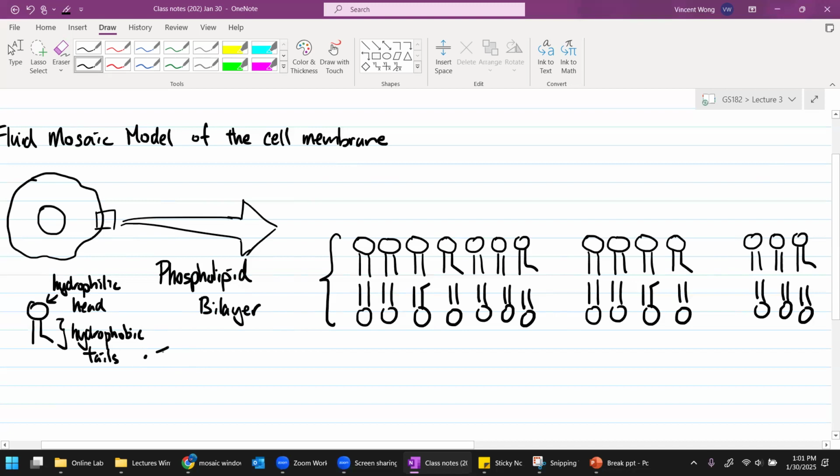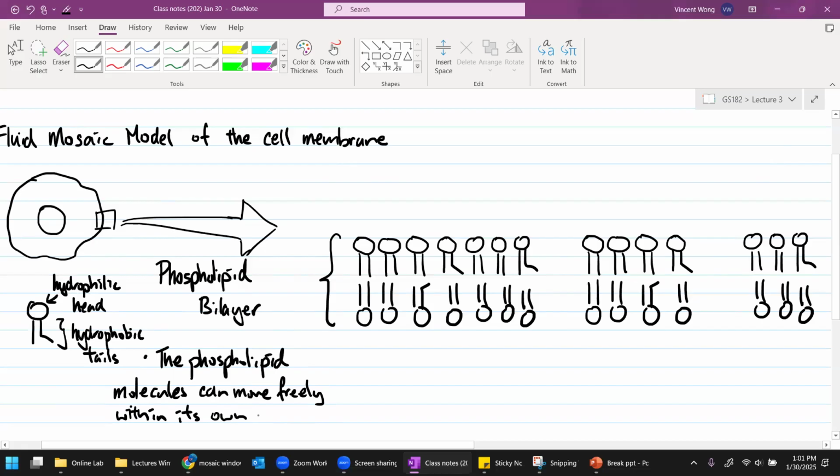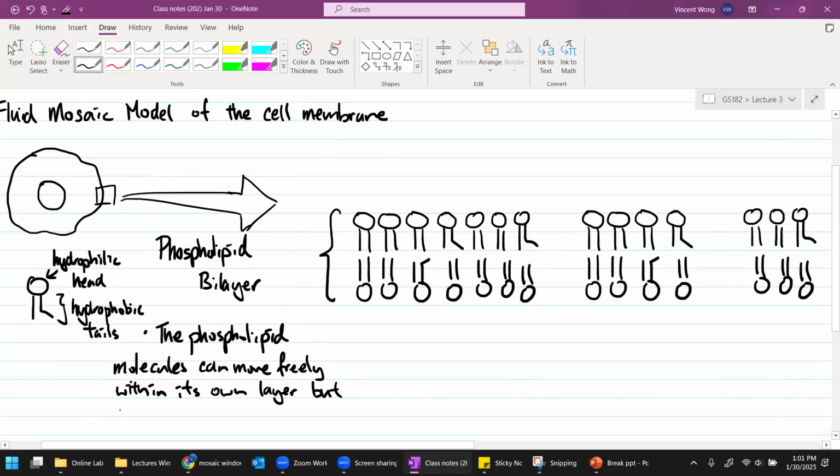So I'm going to make a quick note here. The phospholipid molecules can move freely within its own layer, but they rarely flip to the other layer.